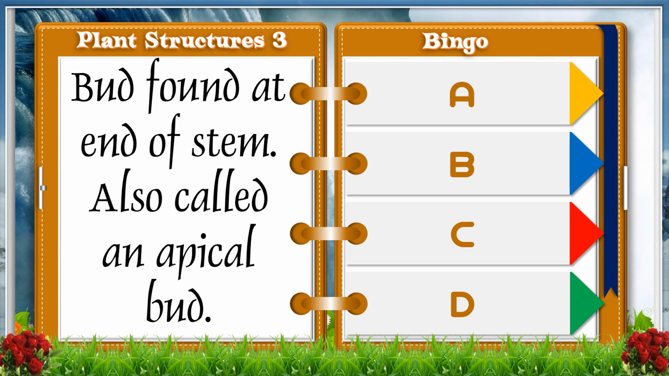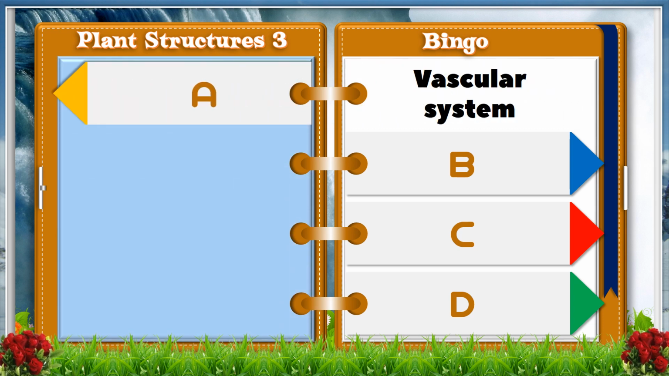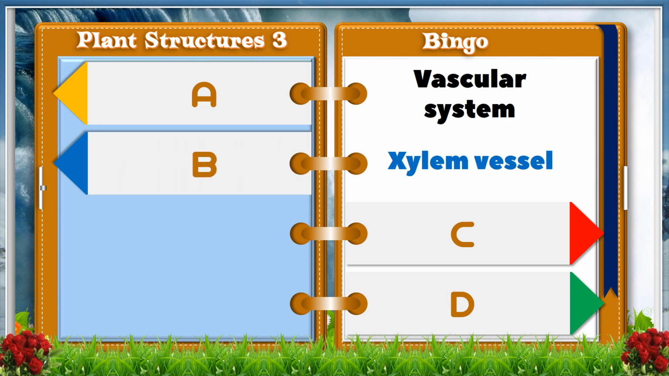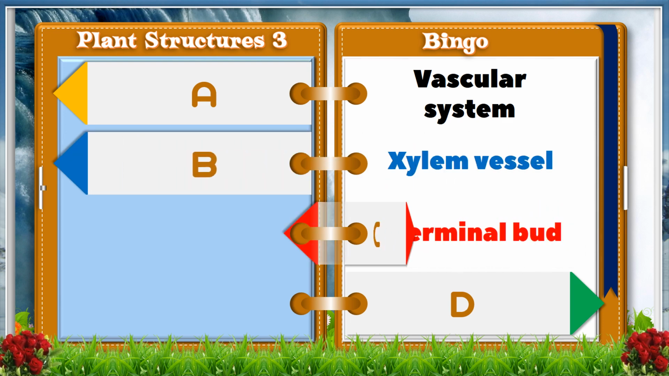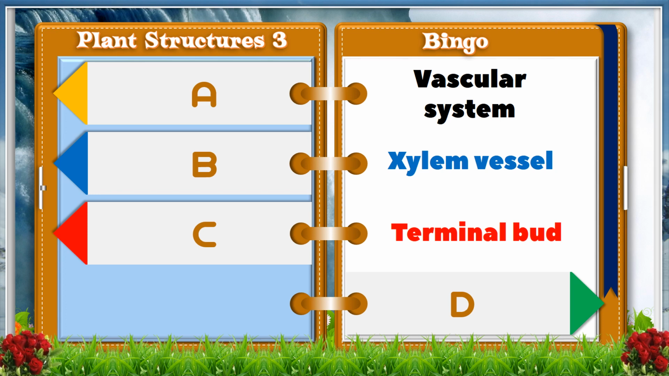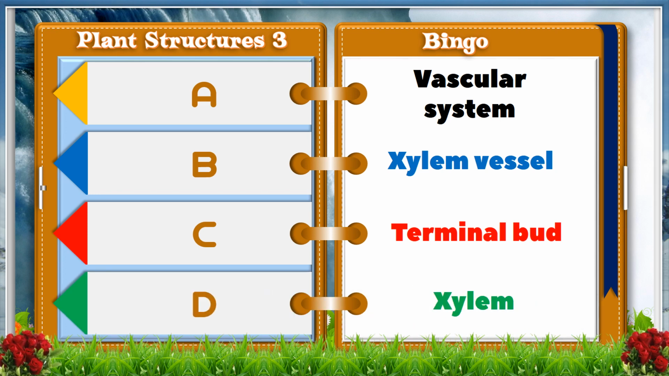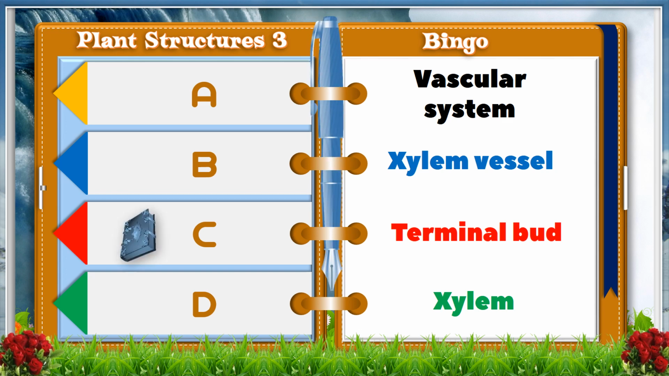Bud found at the end of stem, also called an apical bud. A. Vascular system. B. Xylem vessel. C. Terminal bud. D. Xylem. And the answer is C. Terminal bud.